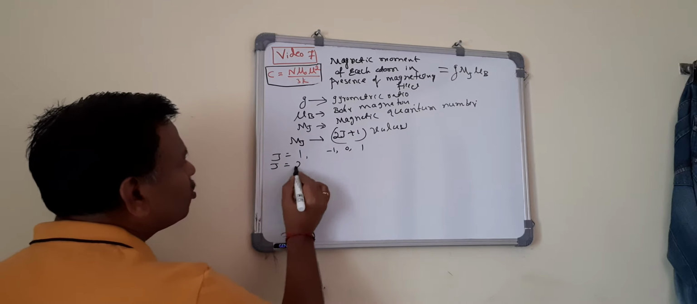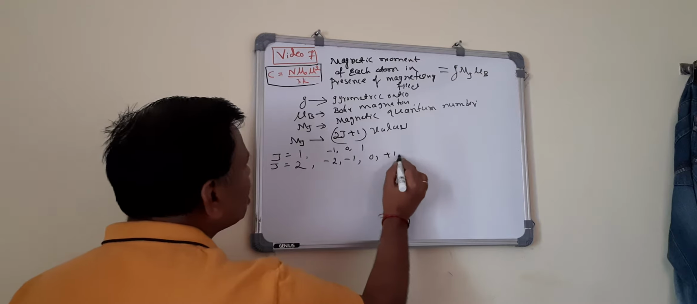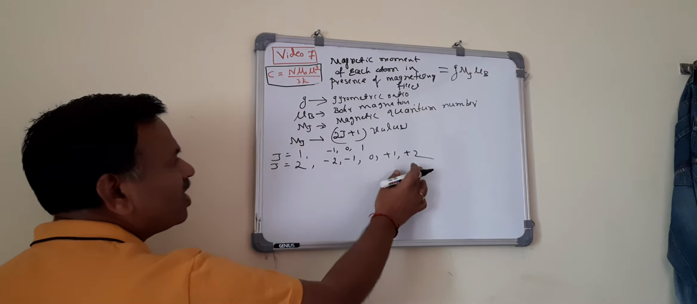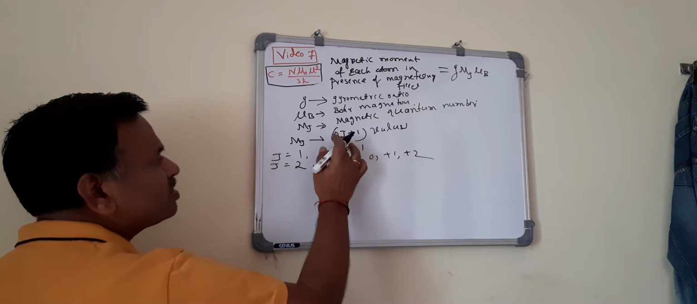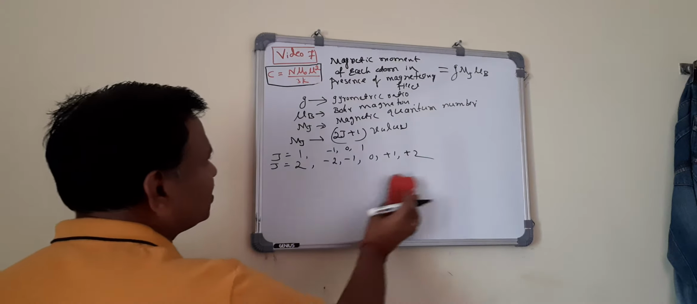If j equal to 2, then minus 2, minus 1, 0, plus 1, plus 2. That is 1, 2, 3, 4, 5. You substitute here: 2 times 2 is 4, 4 plus 1 is 5. There are 5 possible states, as you studied.